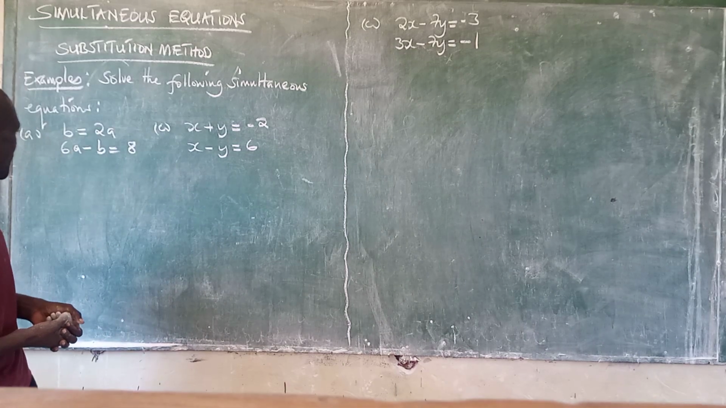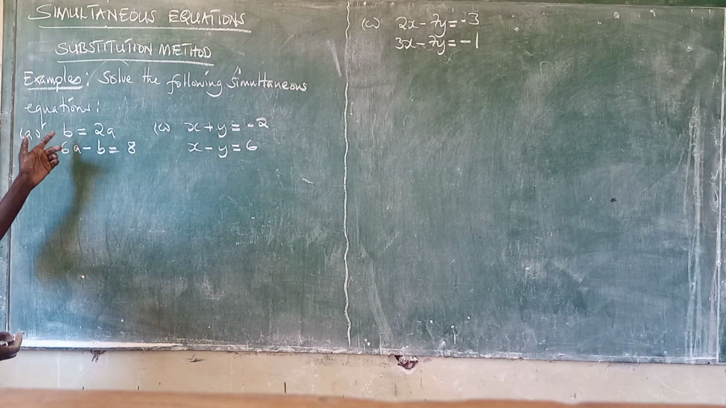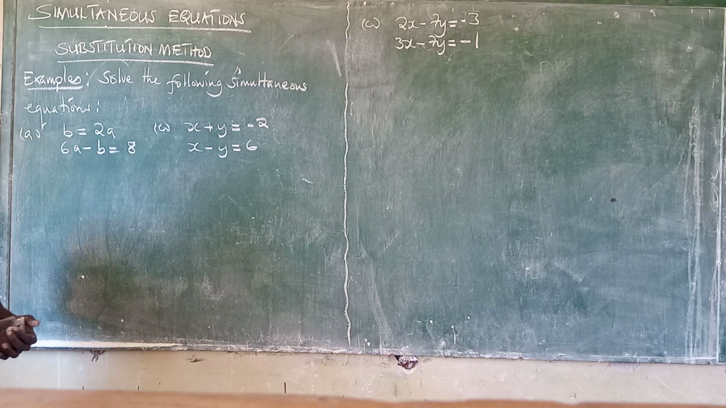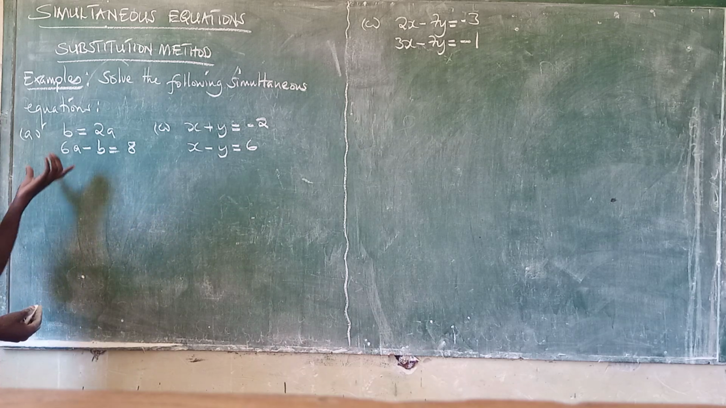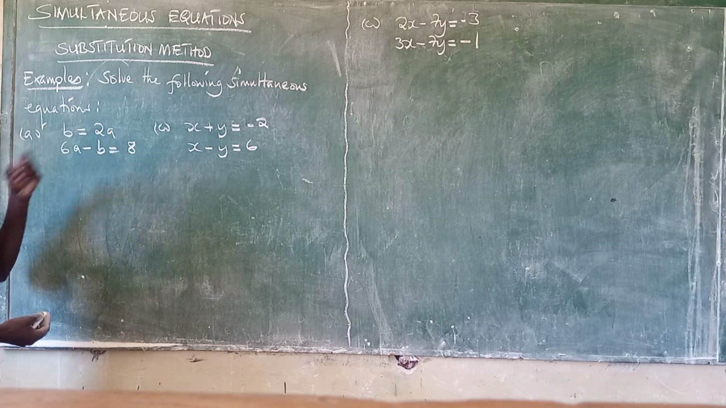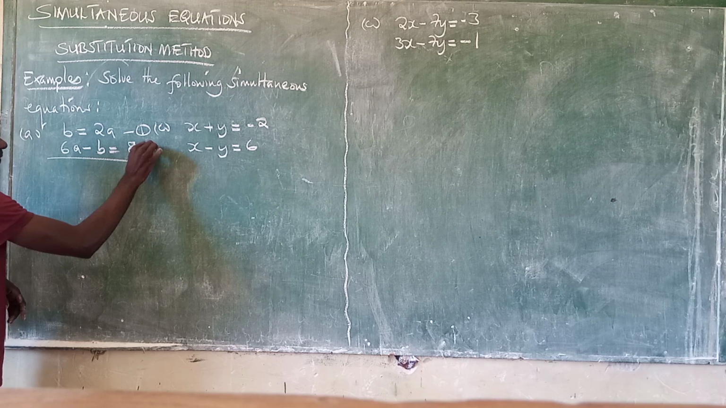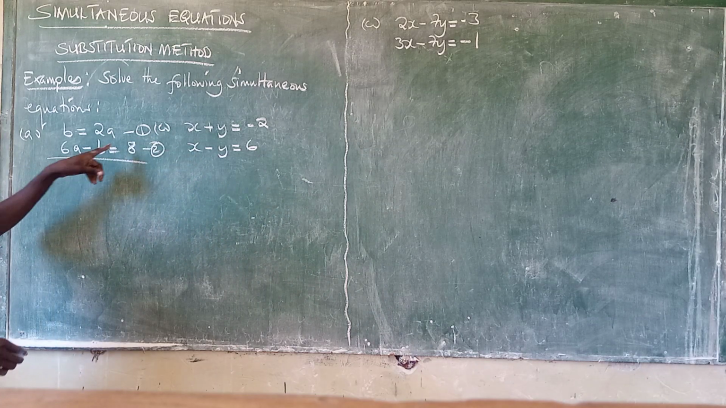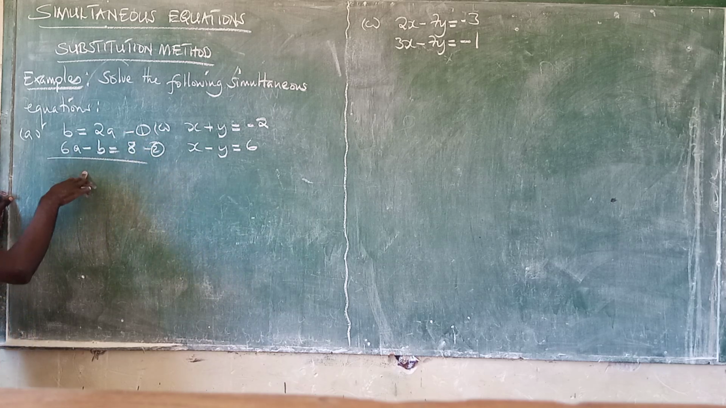We have these three questions for us. The first one says b is equal to 2a, and then 6a minus b is equal to 8. So it's easier for us to use substitution on this question. We have equation 1, equation 2. What we can do is substitute equation 1 into equation 2.